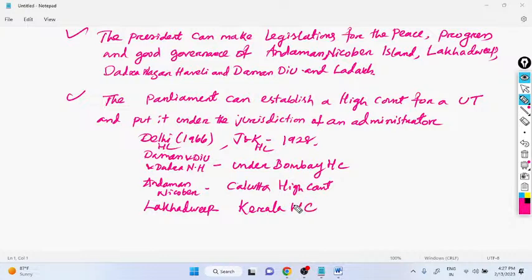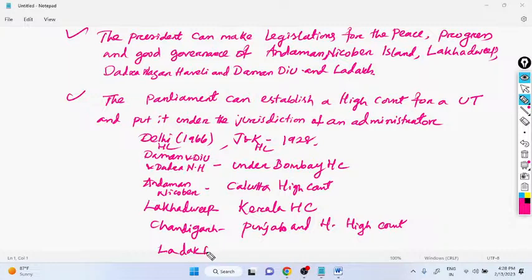Kerala High Court, and Chandigarh, Ladakh under Jammu and Kashmir High Court.